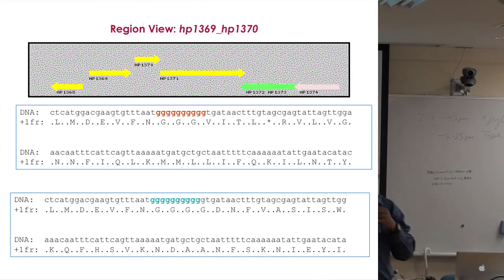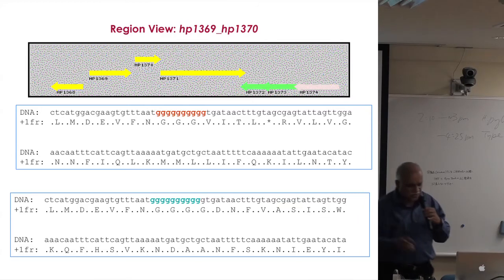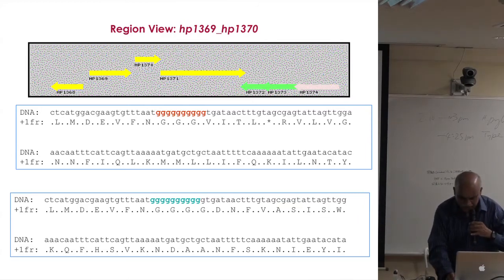So again, when Ritesh looked at the sequence of 69 and 70, he found a number of G's here. And this polymeric stretch of G's, if you insert or delete, then you can make things into fusion. So what he did was to add an extra G here. There are 10 and he made it 11, I think, or the other way, which is shown here.